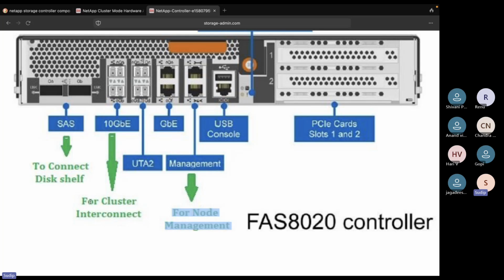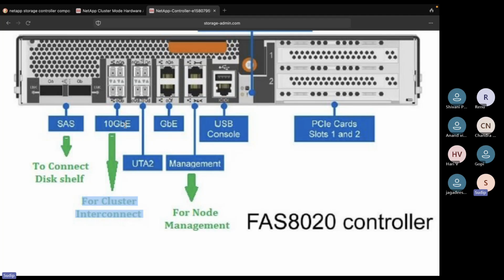Then we understood that whenever we have multiple controllers, the controllers have to talk to each other over a high speed network. And if there are more than two controllers, then they have to get connected to a dedicated high speed network called the cluster network. So the port or ports using which these controllers will speak to each other is this port. You see, for cluster interconnect, it is written this port. Okay. So you see the speed here, 10 gigabit Ethernet. Very fast.